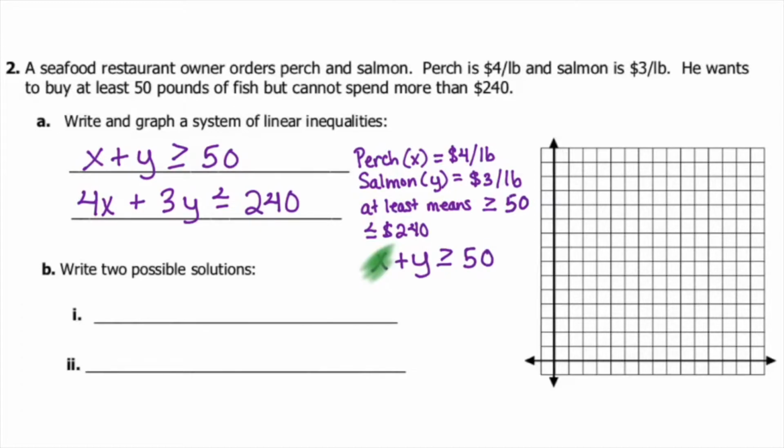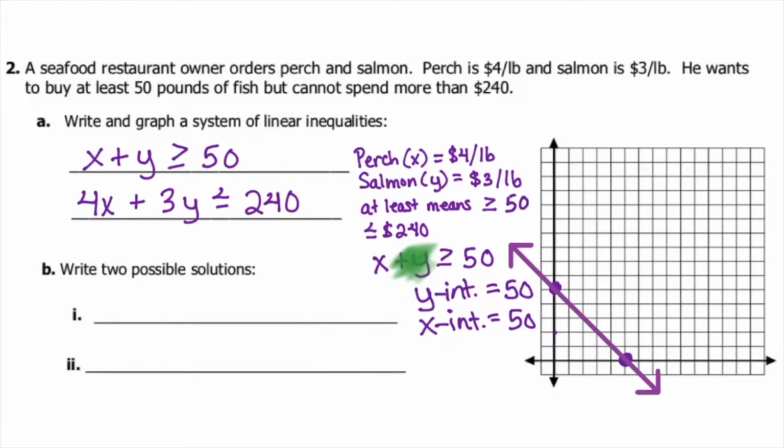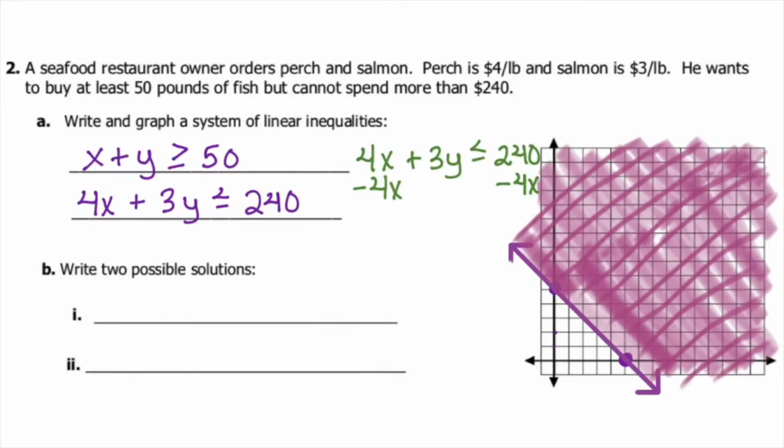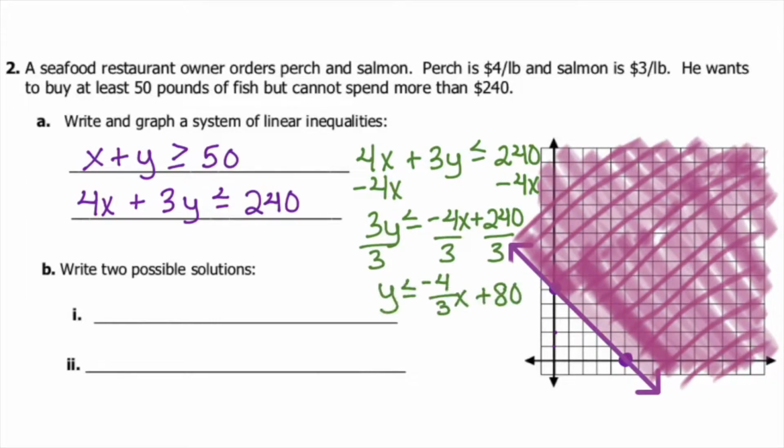So if we do the zero method again, you'll get your y-intercept of 50 and your x-intercept of 50. And you can plot those both on your y and x axes. Make your line, and this is a solid line because it has equal to underneath. And it's greater than, so you're shading above. And then your second equation, subtract 4x on both sides, then divide by 3 on everything. You get y is less than or equal to negative 4/3 x plus 80.